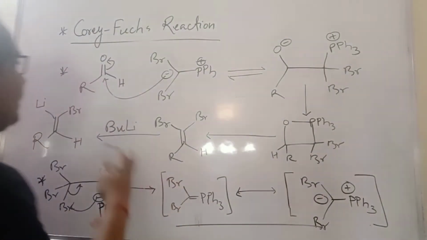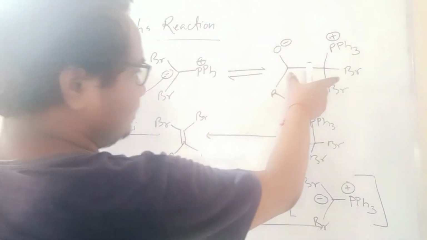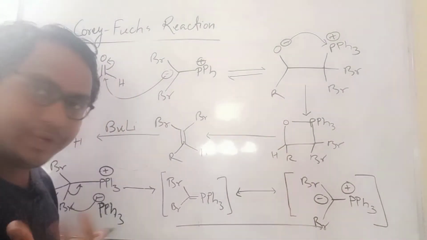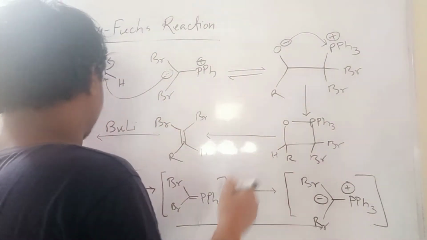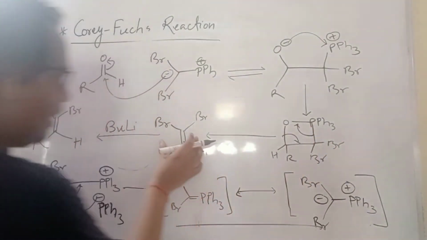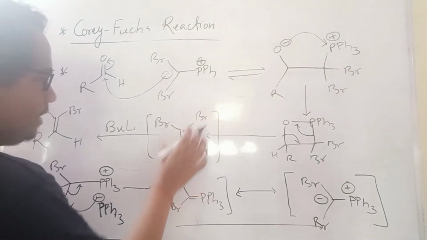Then this ylide will directly attack the aldehyde position, and the aldehyde is like that only. Then it forms an oxaphosphetane ring, like in the Wittig reaction. Then this ring will break. So you finally get the dibromo compound. This is the final important step, the dibromo compound.